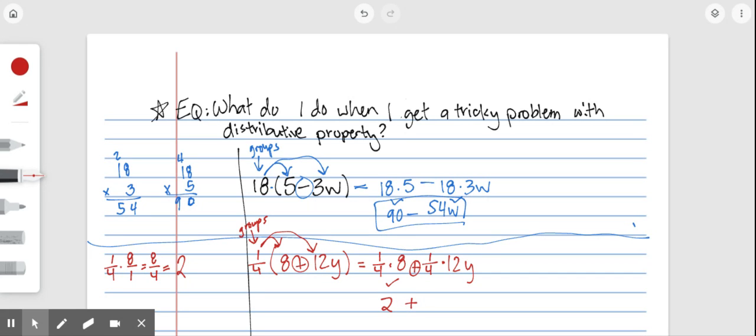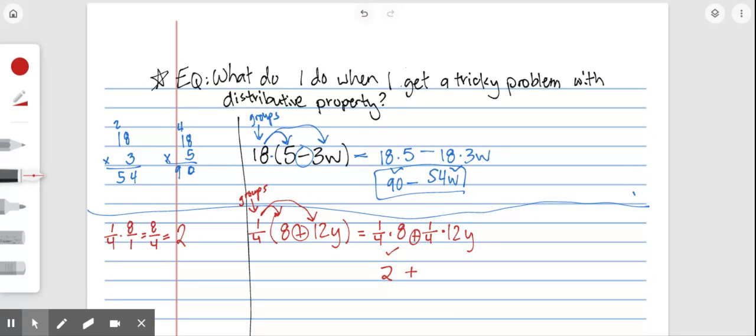And then we'll do 1/4 times 12. So 1/4 times 12. And again, 12 is a fraction, it's 12 over 1. We're just going to multiply straight across. 12 times 1 is 12, and 4 times 1 is 4. And then we do the division. 12 divided by 4 is 3. So 3 is the whole number there. So we're going to do 3y. So this is the same as 2 plus 3y.